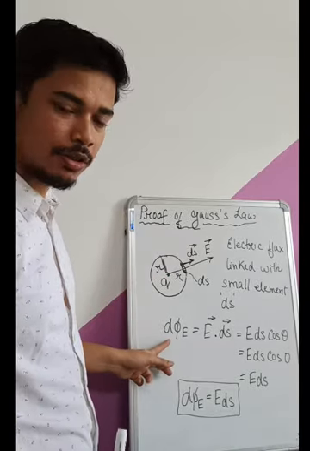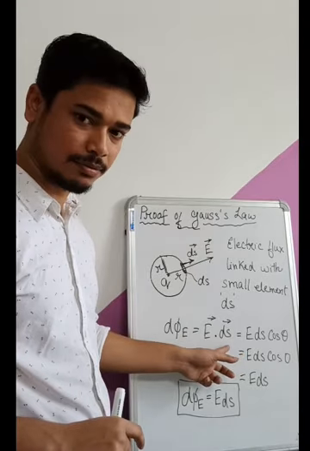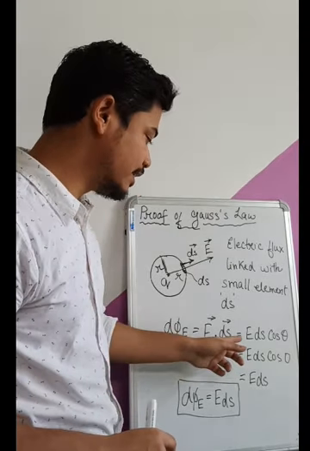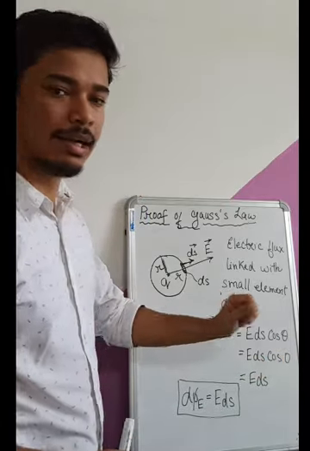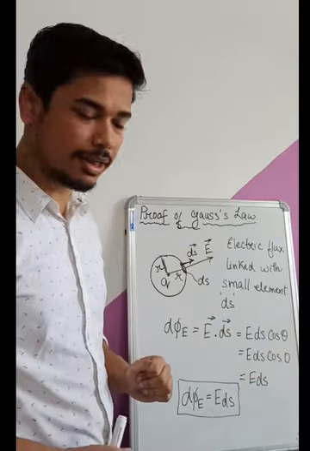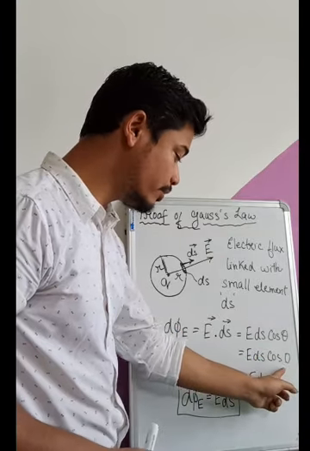This electric flux associated with small area ds will be equal to E dot ds. What is E dot ds? It is nothing but E ds cos theta. Now what is the value of theta? Theta in this case is 0 degree. So this becomes E ds cos 0. The value of cos 0 is 1.